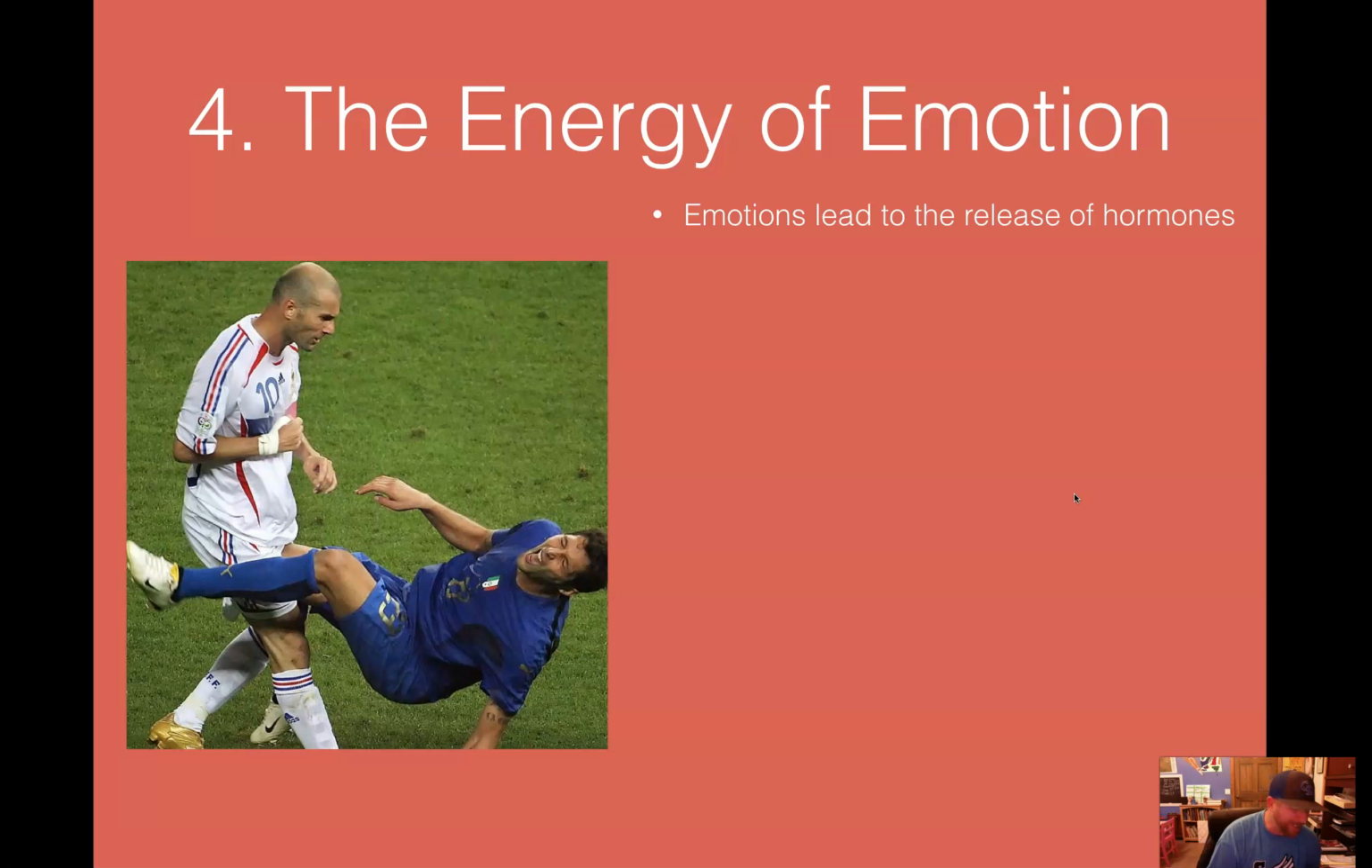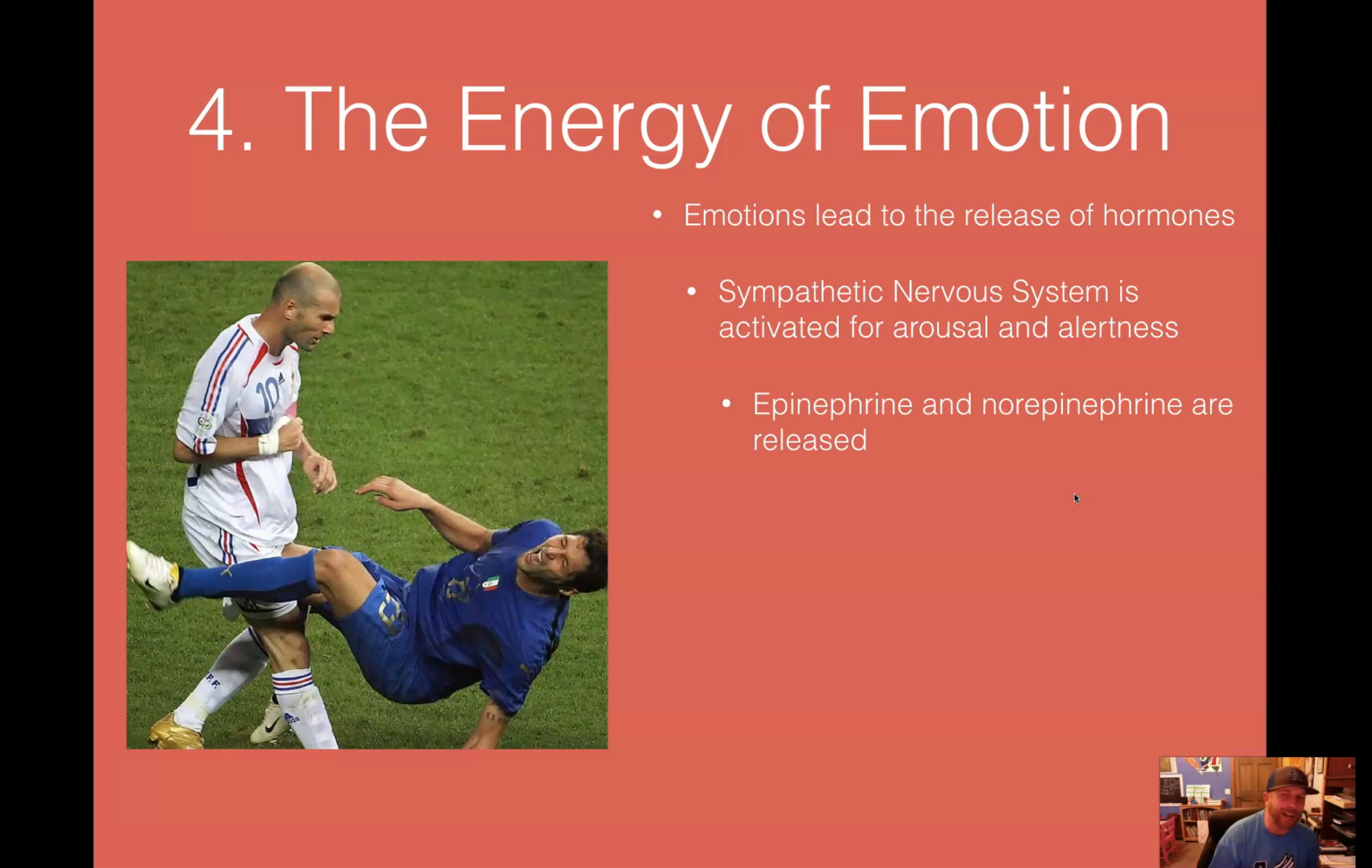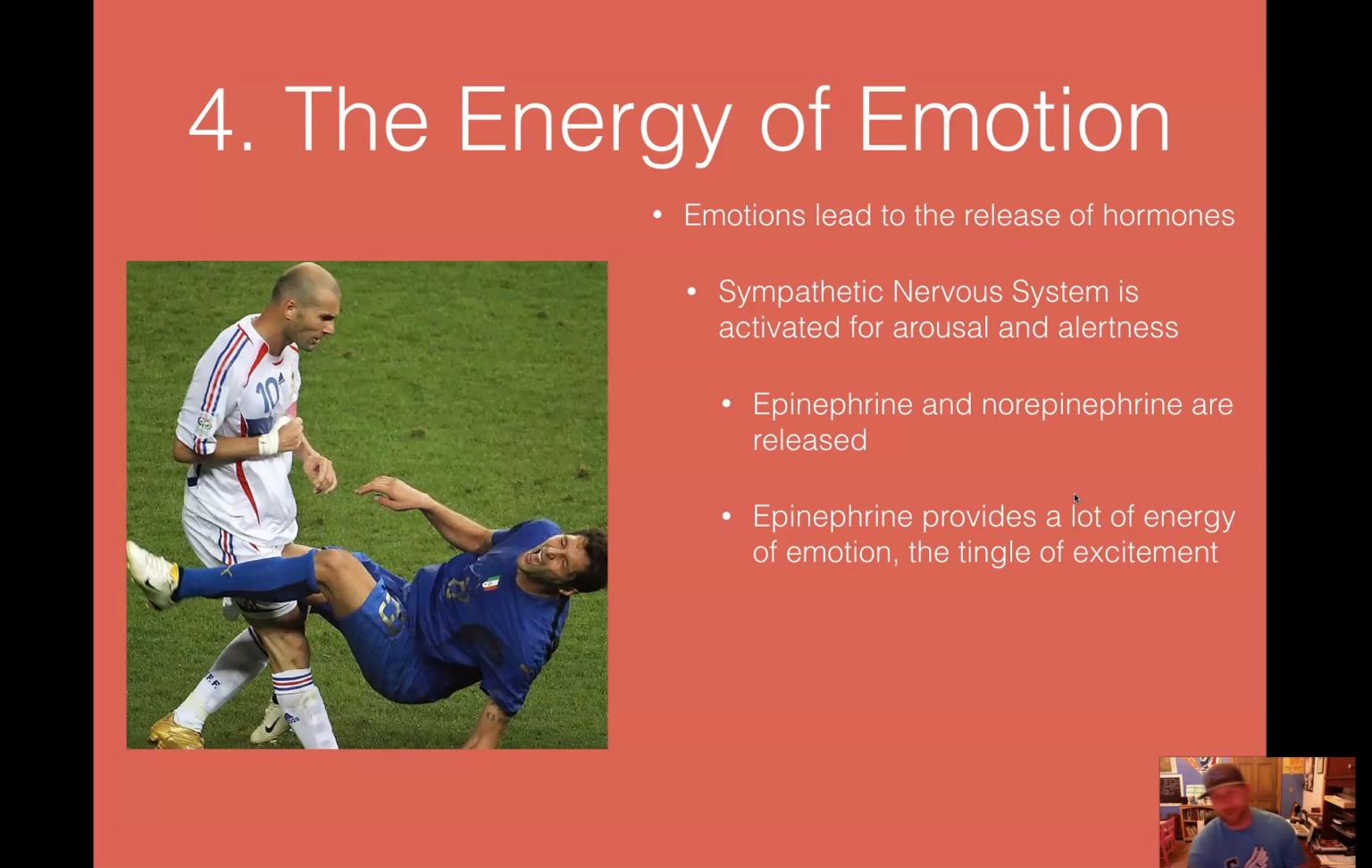So emotions also lead to the release of hormones. The sympathetic nervous system is activated for arousal and alertness. When you're angry, your heart rate increases. You have norepinephrine and adrenaline released into the body. Epinephrine and norepinephrine are released during these episodes. Epinephrine provides a lot of the energy of emotion. It's the tingle of excitement. It's the butterflies in your stomach when we get all excited and tingly.